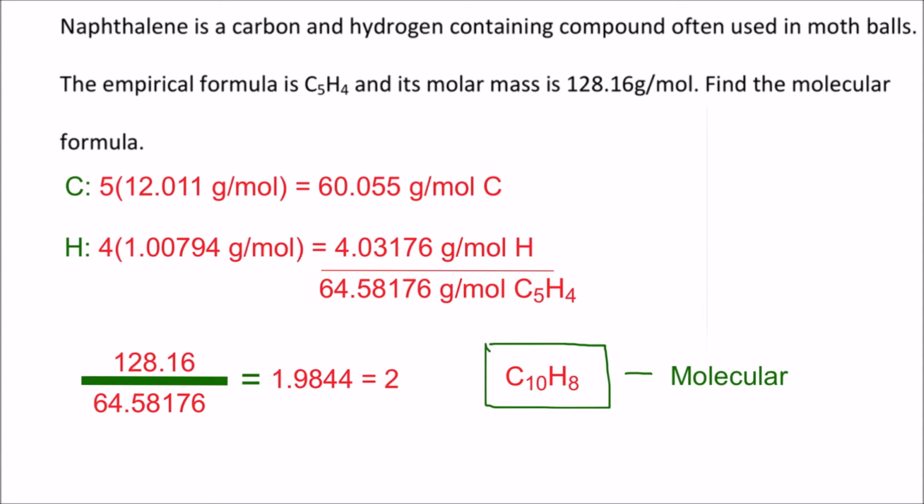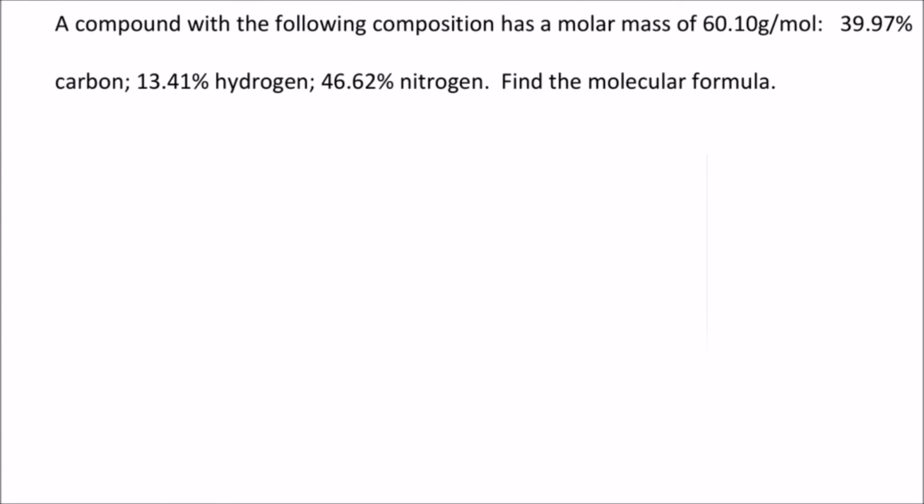Okay, so let's do one more. Alright, last question. A compound with the following composition has a molar mass of 60.10 grams per mole. 39.37% carbon, 13.41% hydrogen, and 46.62% nitrogen. Find the molecular formula.